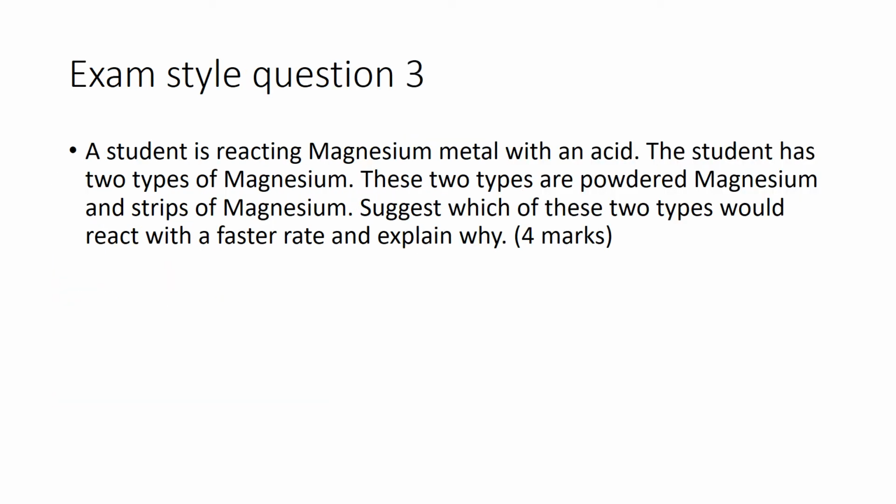So, what I want you to do now is our third exam style question for you to answer. A student is reacting magnesium metal with an acid. The student has two types of magnesium. These two types are powdered magnesium and strips of magnesium. Suggest which of these two types would react with a faster rate and explain why. Remember, this is 4 marks and you will need 4 minutes.